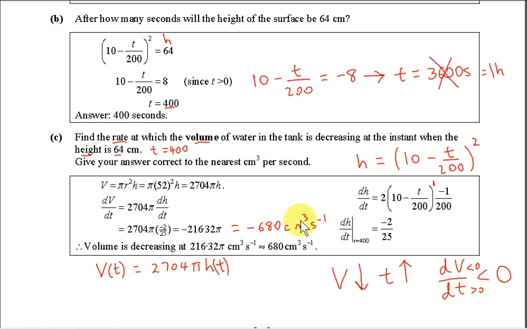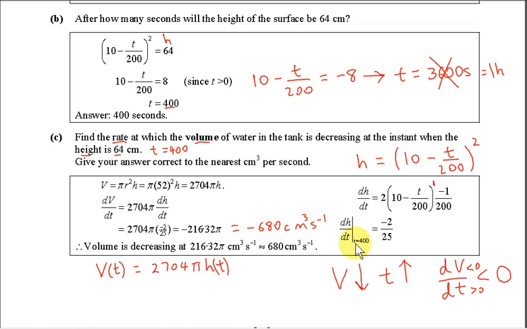As for the units, volume is in centimeters cubed because all the lengths are in centimeters. So we have centimeters cubed for dV, but time is in seconds. So we have centimeters cubed over seconds. So we can write it like this: centimeters cubed times s to the power minus 1. If we bring up the s, it becomes s to the power minus 1. The magnitude of this quantity is just plus 680 centimeters cubed per second.